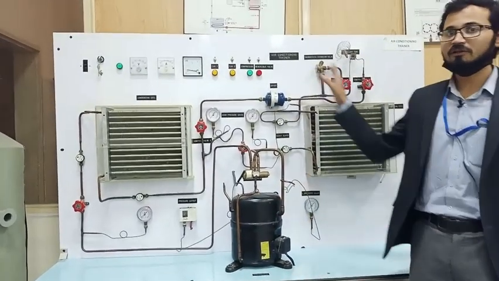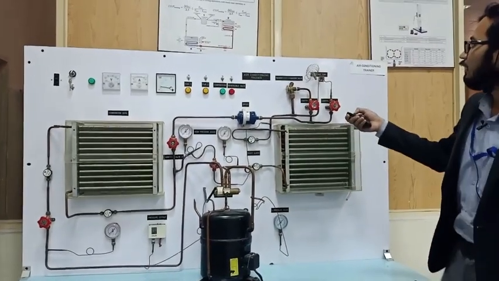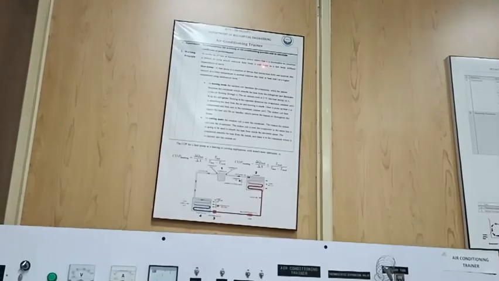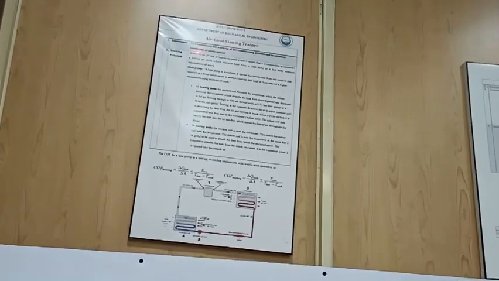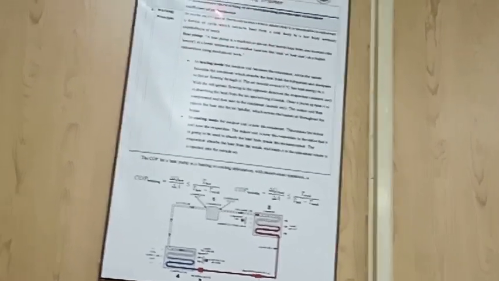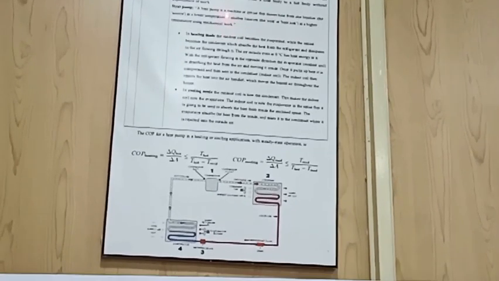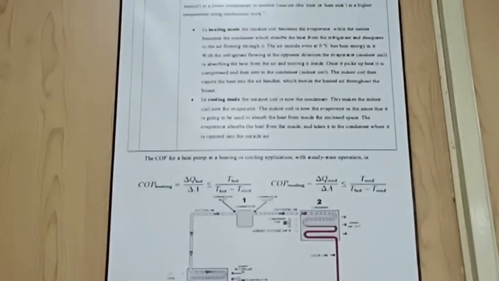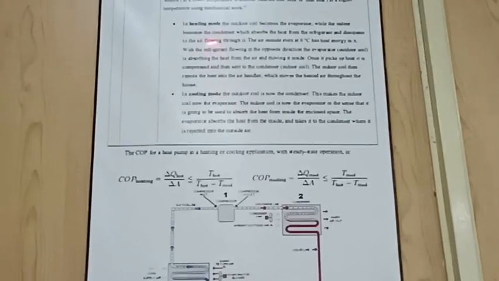So this is all the working cycle of the air conditioning trainer, and here you can see the air conditioning trainer as well, to demonstrate the working of the air conditioning process and to calculate the coefficient of performance. So it also works on the second law of thermodynamics. We cannot extract the heat from the cold body without mechanical work. So it works in two modes, heating mode or cooling mode.